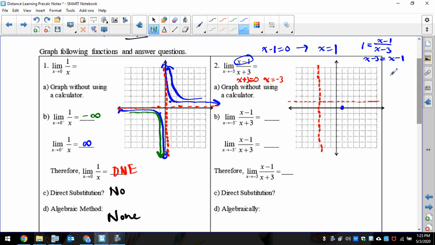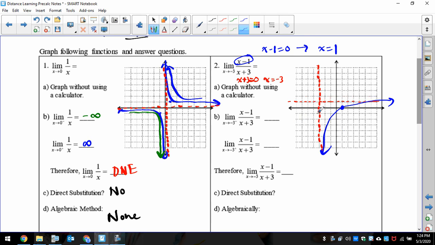So we're going to get -3 equals -1, which is never true. So this graph never crosses the horizontal asymptote, which means that the graph has to look like this. So it's got to approach that way. It can't cross the horizontal, and it can't cross the vertical here. So now on this side, will it be going up or down to infinity? You could check by plugging in -4.